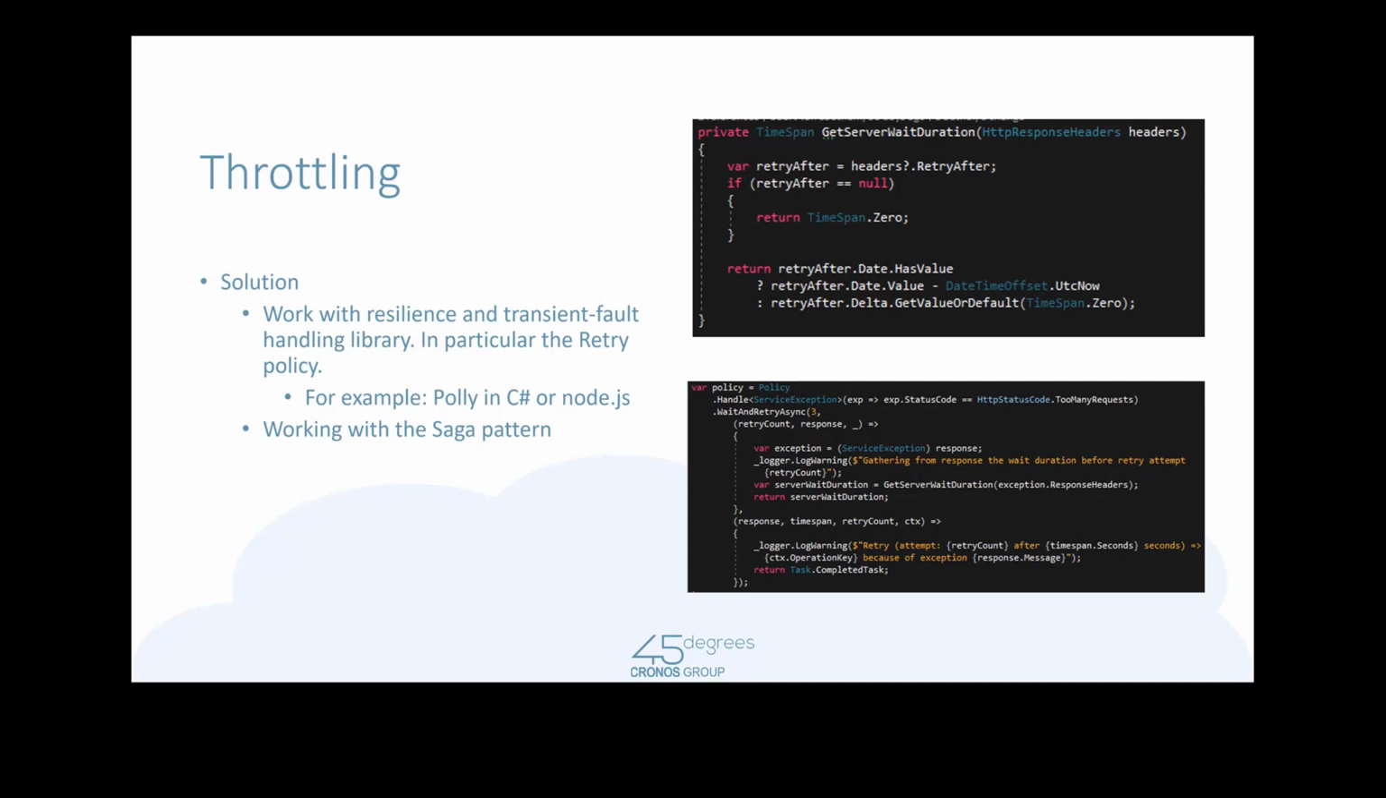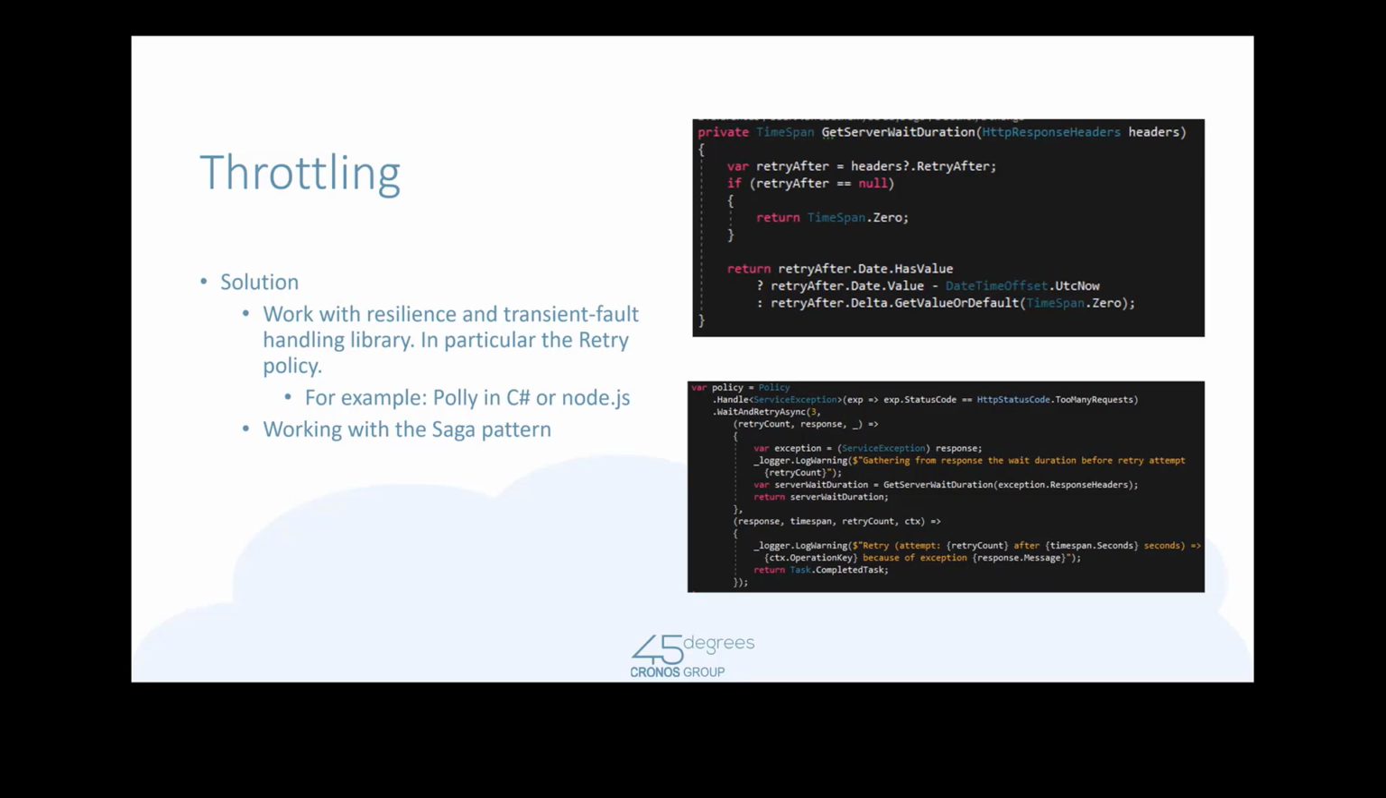that exists for C# or .NET or Node.js, Polly is a resilience and transient fault handling library. In particular, the retry policy. I have an example on the side here where I define a policy, and you can see in the second example that I do a get server wait duration. So I get back how long I have to wait, and with the Polly retry policy, it waits and then tries again. In this case, it's 3 times, but every time it retries, it logs a warning that it had to retry, which retry attempt it is, how long it has to wait, and so on and so on.